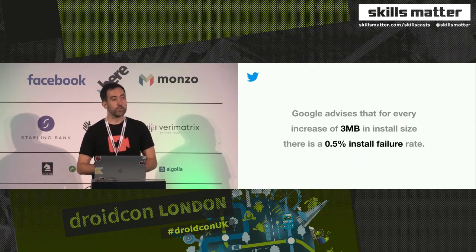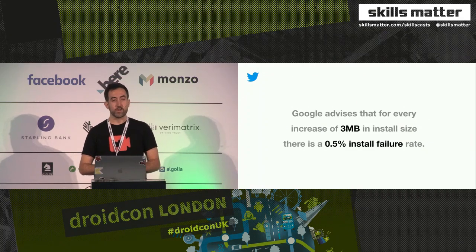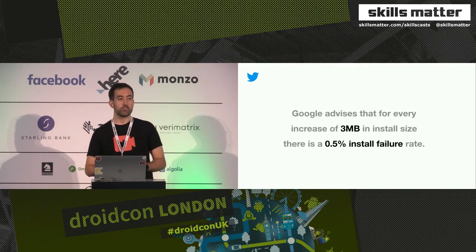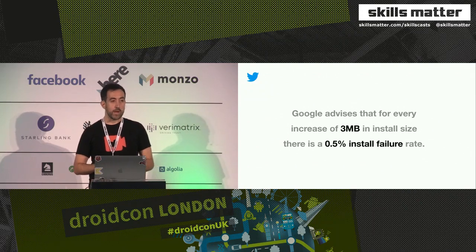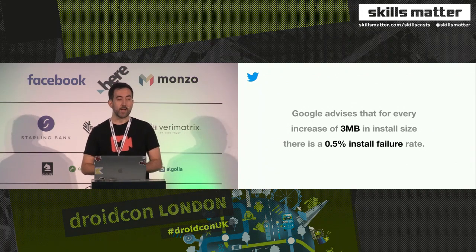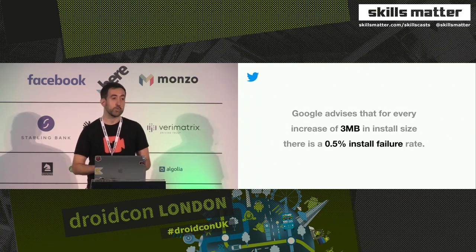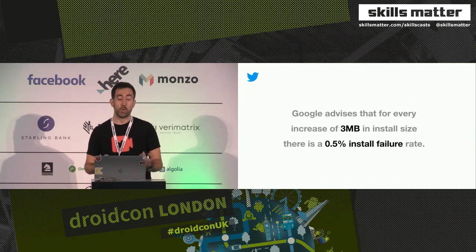The thing is, also, Google advises that for every increase of 3 megs in installation, there is also a 0.5 percent installation failure rate. So the more megs you add to your APK, the more probable that it will fail when the user is going to install it, which is something we want to avoid also.